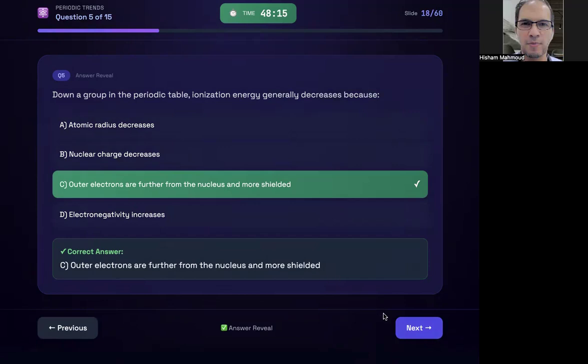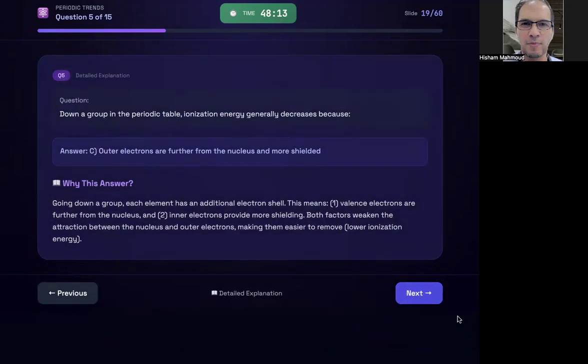This causes a lower ionization energy, because when you go down a group, each element has an additional electron shell or layer. This means the valence electrons are further away from the nucleus. The inner electrons provide more shielding, and both factors weaken the attraction between the nucleus and outer electrons, making them easier to remove. Lower ionization energy means easier to remove.